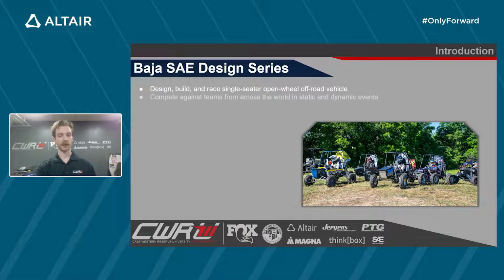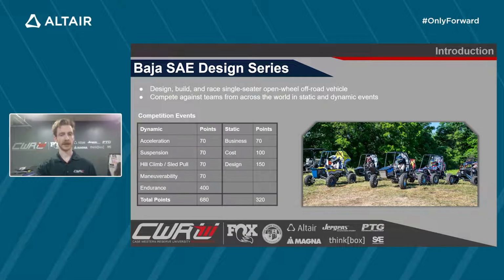Our team competes where we design, build, and race a single-seater off-road vehicle in a variety of challenges, as well as present in static events. In the dynamic events, we test the straight line acceleration over a distance of about 100 to 150 feet, test the suspension in either a pure obstacle course or in a combination obstacle maneuverability course known as Baja Cross, and test the traction in either a hill climb or a sled pull. We test our handling around a maneuverability track. And finally, the car's overall performance in a 4-hour wheel-to-wheel endurance race to see who can lay down the most laps.